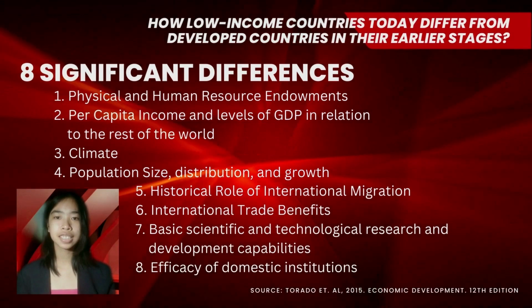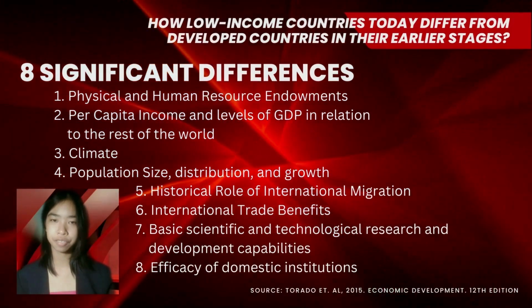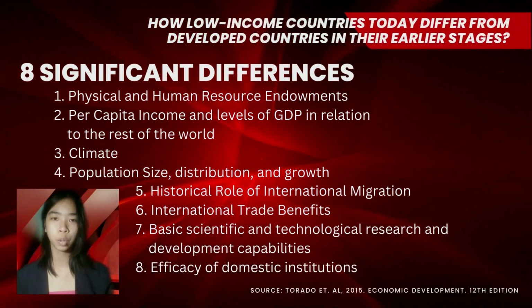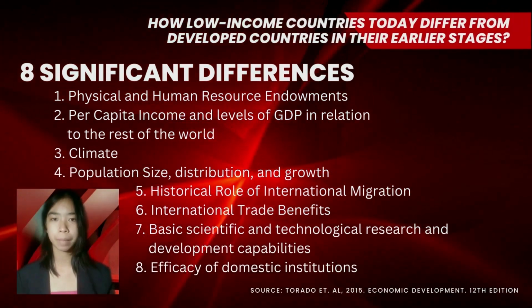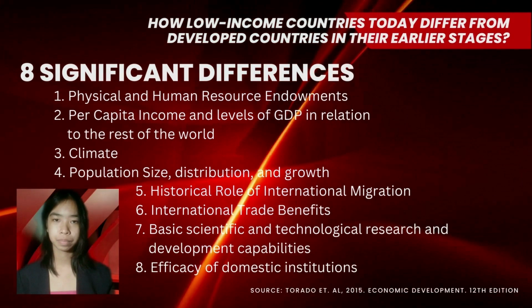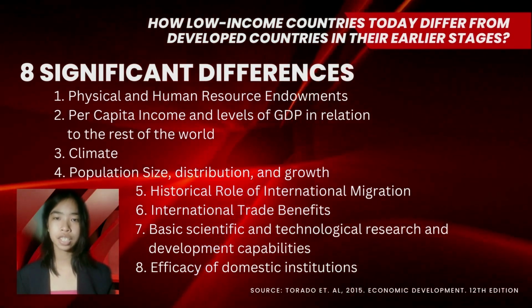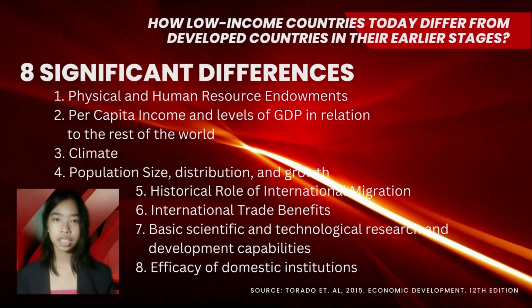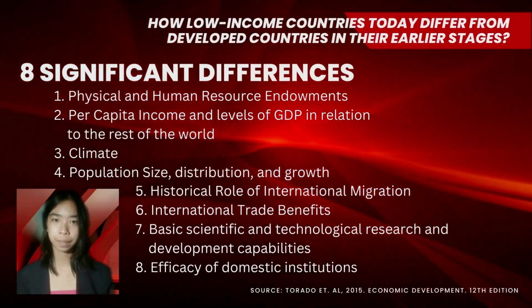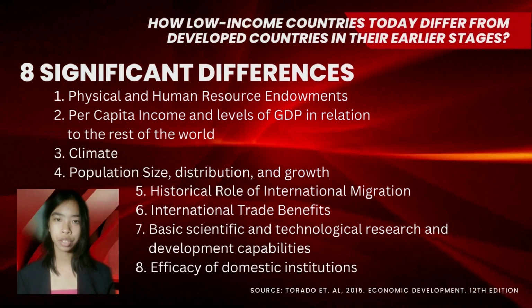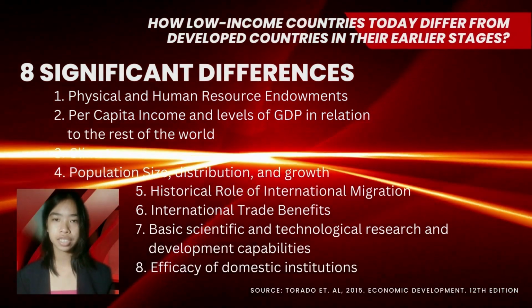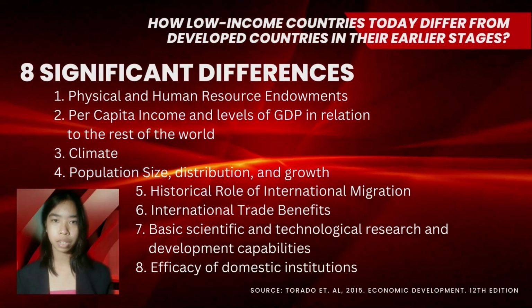Eight significant distinctions in the initial conditions were identified, each of which necessitates a unique examination of the prospects of growth and requirements for modern economic development. So the first significant distinction is the physical and human resource endowments. By endowments, we mean the quality or characteristics inherent to something. In this particular case, we refer to the physical and human resource endowments of developed countries in their earlier stage, as compared to low-income countries today.